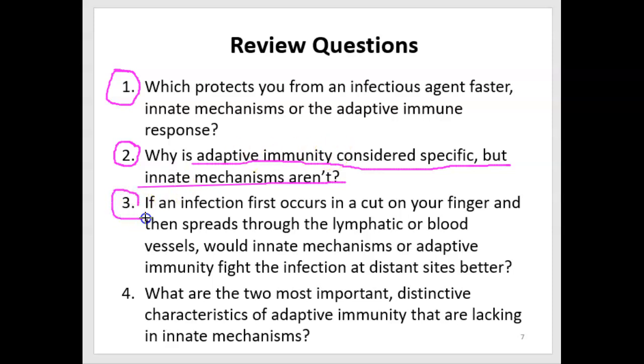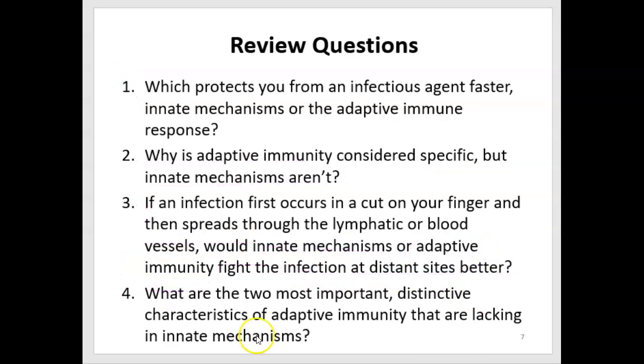Let's look at number 3. If an infection first occurs in a cut on your finger, and then it spreads, maybe the bacteria multiply and spread through your lymphatic system or your blood vessels, would innate mechanisms or adaptive immunity fight the infection at distant sites away from the original infection better? And the answer is, of course, adaptive immunity, because it's systemic.